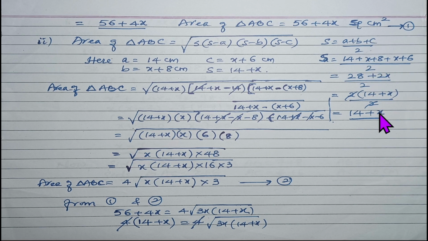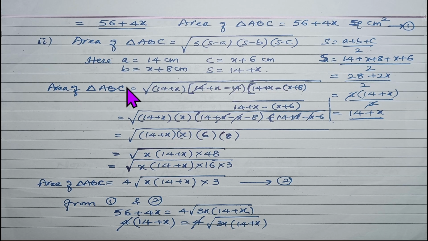When we add and simplify, we get S is equal to 14 plus x, and we put these values of S, A, B and C in Heron's formula. So we have A is 14 centimeters, B is x plus 8 centimeters, C is x plus 6 centimeters, and S is 14 plus x centimeters.